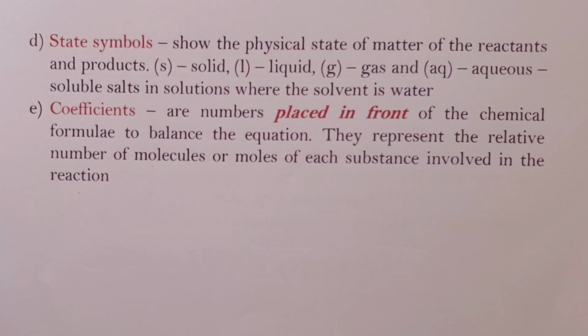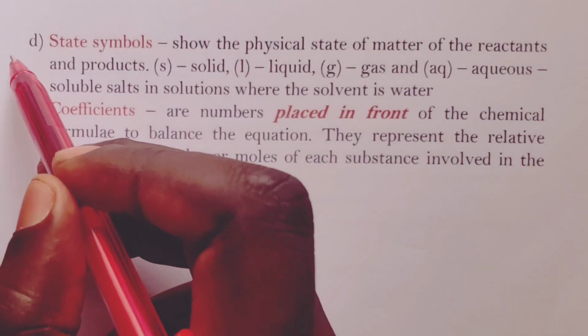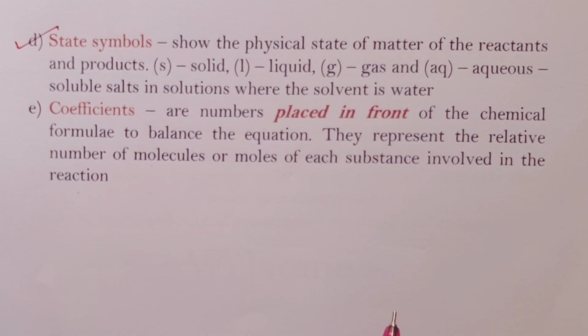We have state symbols next. And what state symbols do is to show the physical state of matter of both reactants and products. Learners should know that if you do not put these in an equation, then you end up losing half a mark. So we usually use the following common state symbols.